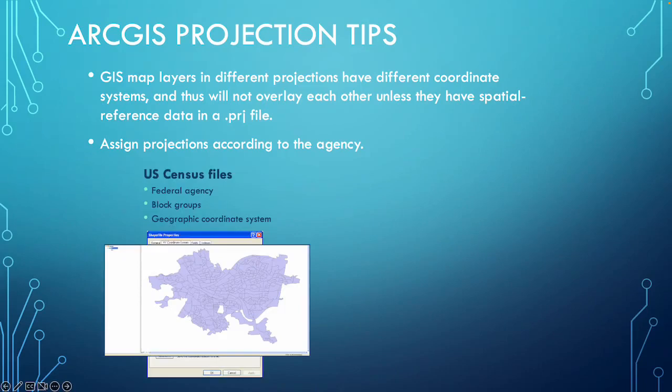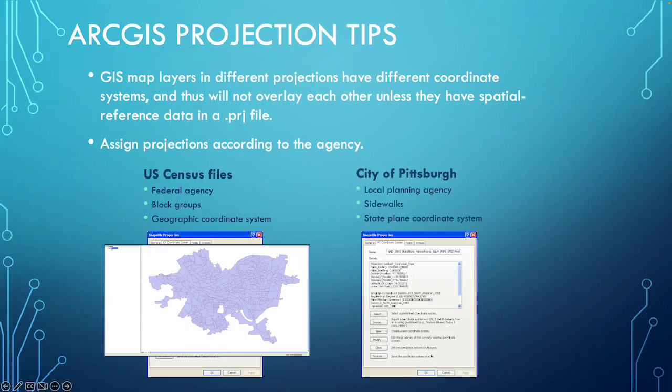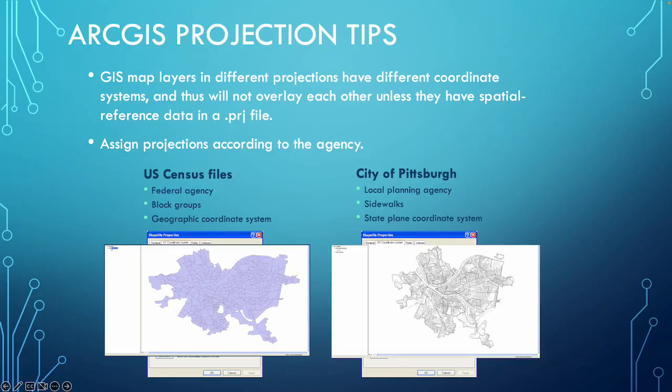These are block groups. So the Census Department has divided the U.S. up into different areas that have roughly equivalent numbers of people in order to take the census. They use geographic coordinate systems, so latitude and longitude. The City of Pittsburgh planning agency uses a state plane coordinate system, so a separate set. And this is what you can look for in the properties of your files to find that in ArcGIS.